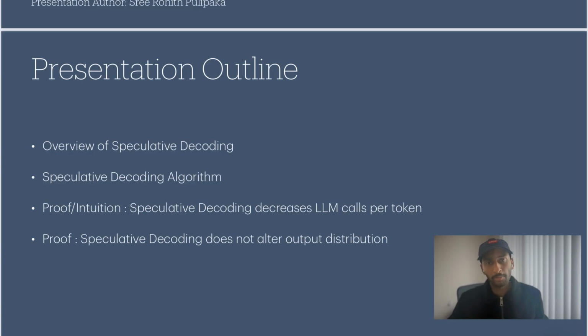Now, this is a very cool method, and it is cool because we don't have to change the model architecture. We don't have to do any kind of pre-training or fine-tuning. All we have to do is bring in a smaller LLM so as to be able to speed up an existing LLM's token generation process.